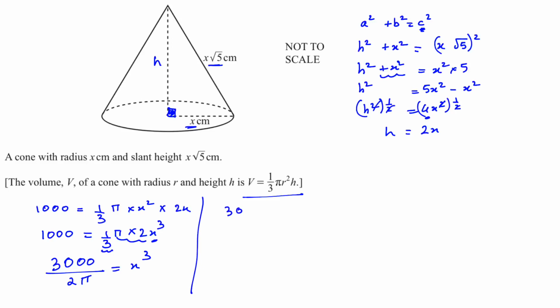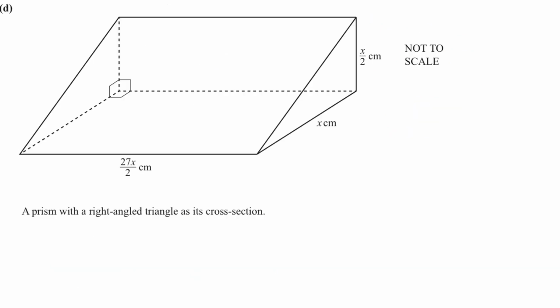To find x, we will have to cube root this. So this will give us 7.815. So we can round it to one decimal place. 7.8 is equal to x centimeters.